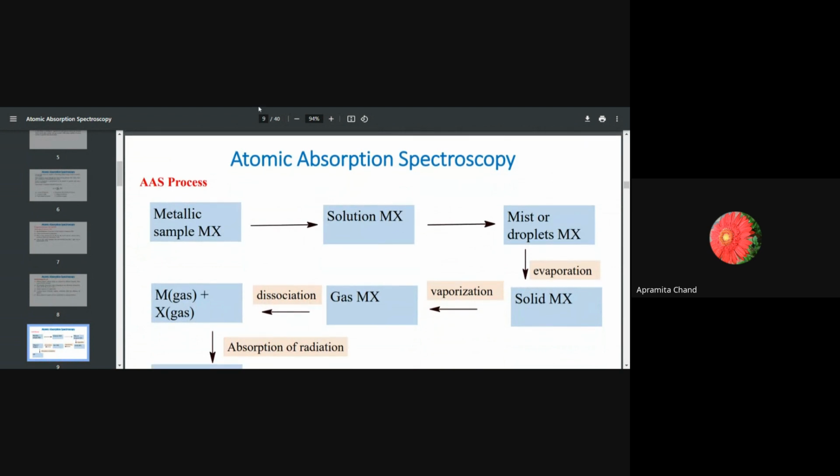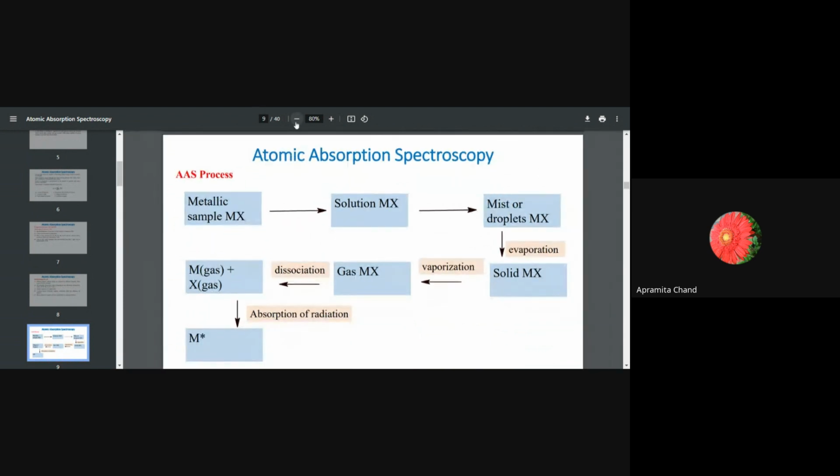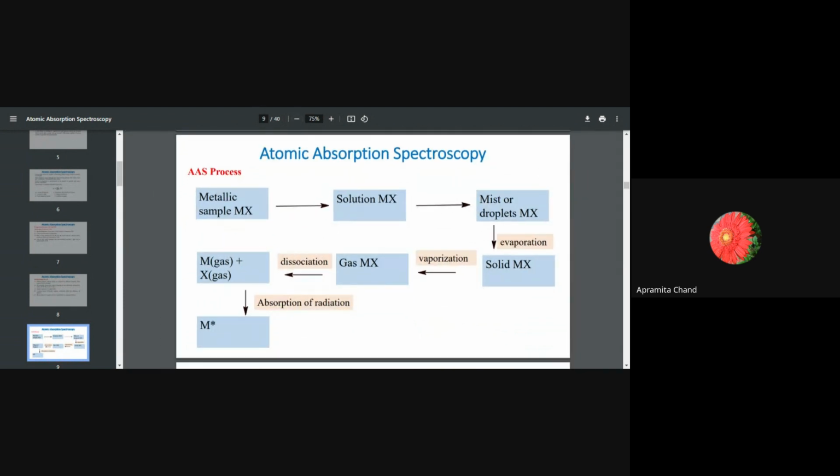Now, this is a flow chart of how the process works. As we have said, it requires a sample to be in solution form. So, if you have a metallic sample, first we need to convert it into a solution, and that solution needs to have an organic solvent. It cannot be done in an aqueous solution. So, the solution MX, suppose, is in an organic solvent.